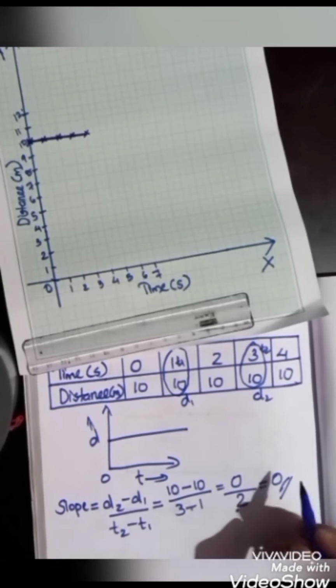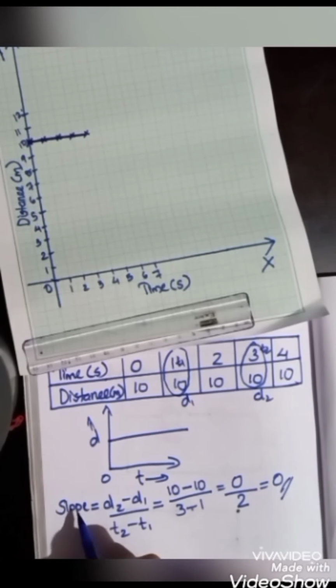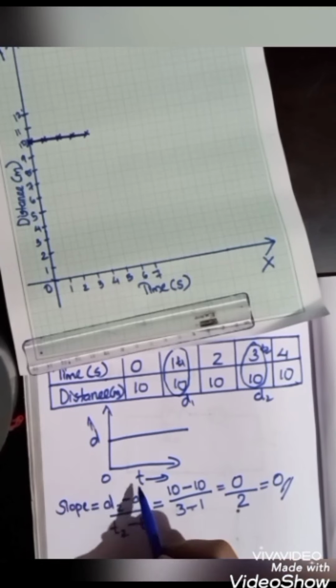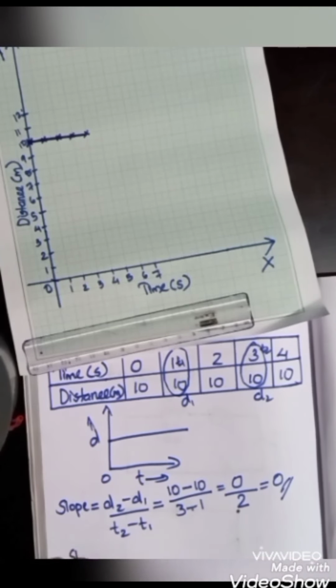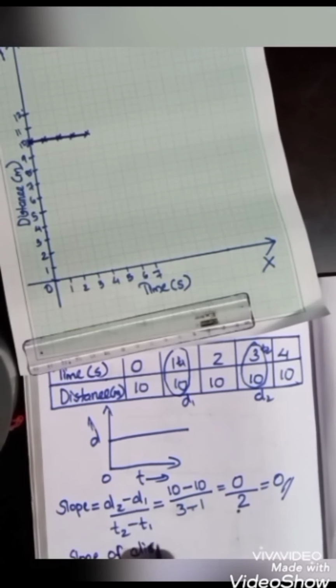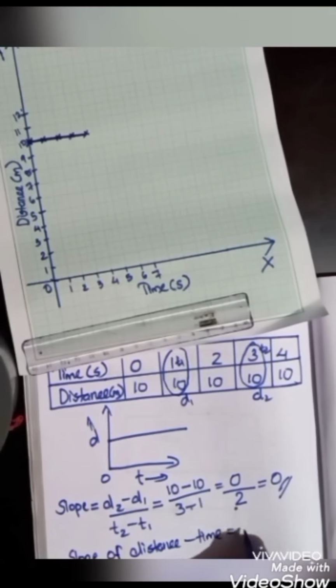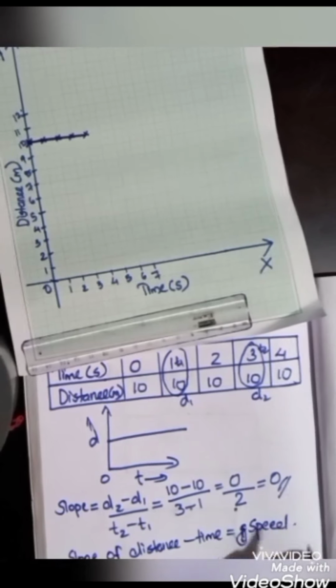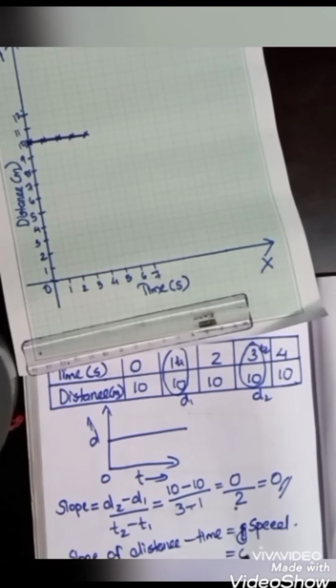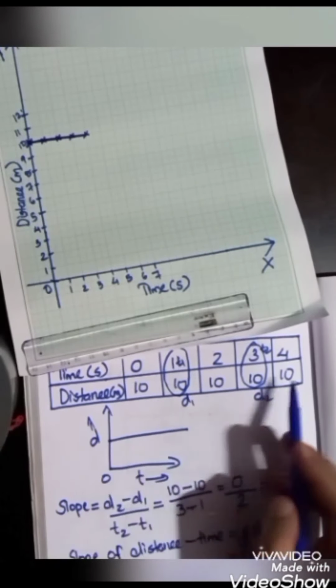We know the slope of the distance-time graph is equal to the speed. The slope of the distance-time graph gives the speed of the body. So here speed is equal to 0. The speed of the body is 0. Here the body is at rest.